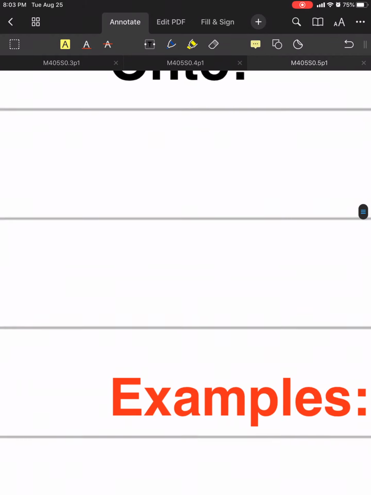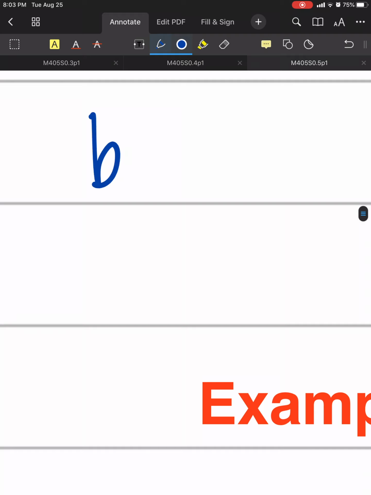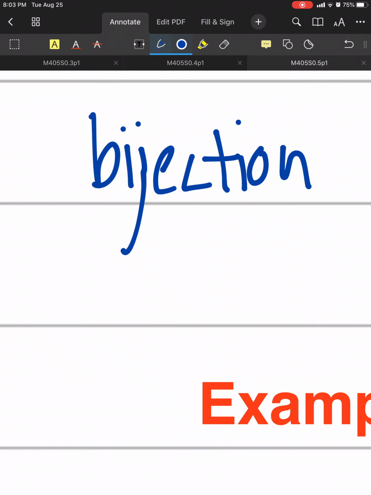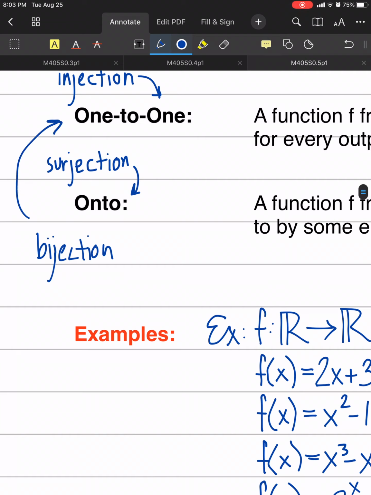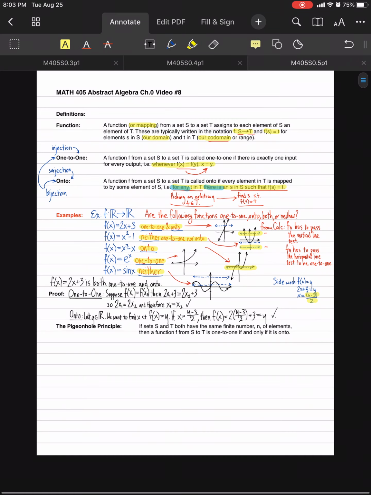Also, if we have something that's both one-to-one and onto, we call that a bijection. So that one is both one-to-one and onto. Like I said, I'm not going to typically use those terms. If I happen to, that's what they mean. I'm sure if I actually do use those terms, I would immediately tell you what they meant as well. But that's just for your own purposes.